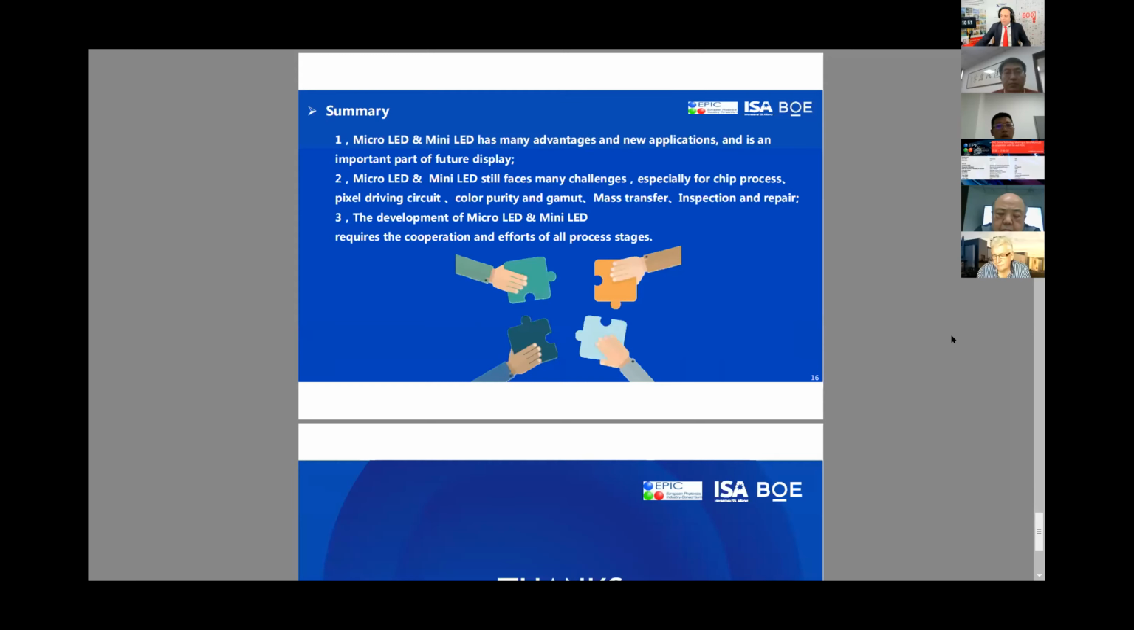And finally, let me give you a summary. For mini and micro LED, this technology has many advantages, and also they do have new applications. And this is regarded as the technology for the future display. But at the same time, it is facing a lot of challenges, like chip processing, pixel driving circuit, color purity and gamut, or mass transfer and inspection, repair, etc. We're still having a lot of challenges to overcome. And finally, we are more than willing to join hands with everybody to really develop micro LED and mini LED and realize industrialization. So much for my report.